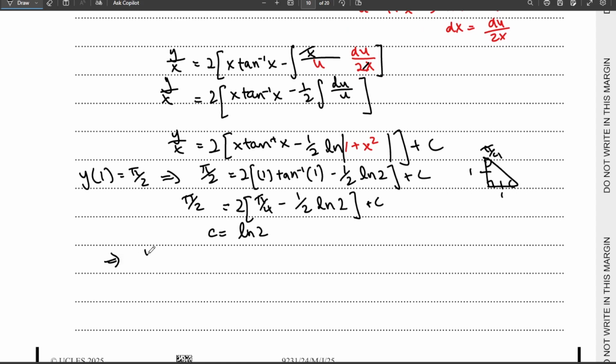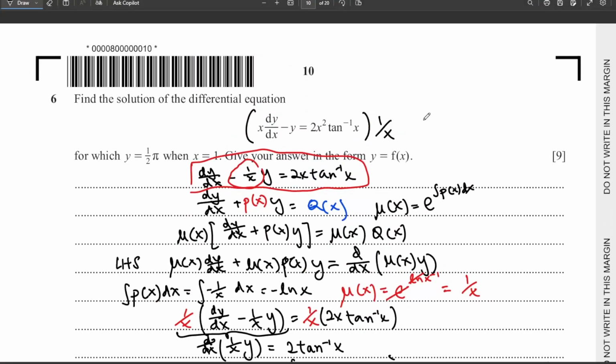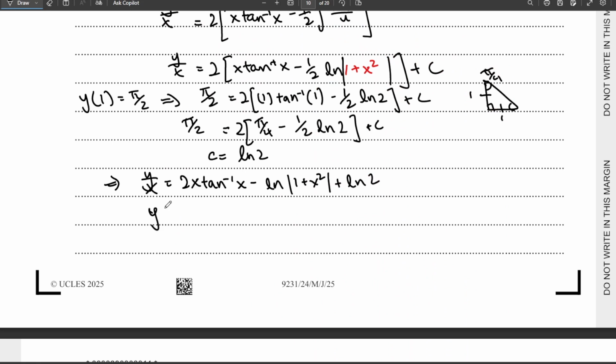So our final solution, y over x, you can just rewrite the entire thing and even simplify it more. And they want it in the explicit form, y as a function of x. So you just multiply both sides by x, and you should be able to get this expression. It's just algebra at this point. And this will be the final answer. Okay, add x ln 2.